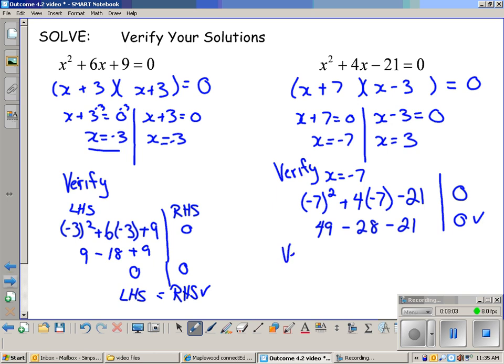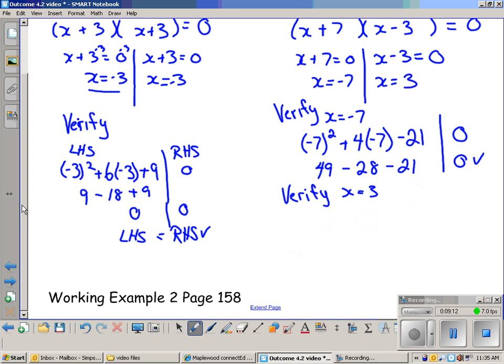I want to verify my second answer as well. So I want to verify that x equals 3. X equals 3, I have 3 squared plus 4 times 3 minus 21, and I want to show that it is 0. 3 squared is 9, plus 12 minus 21 is indeed 0.